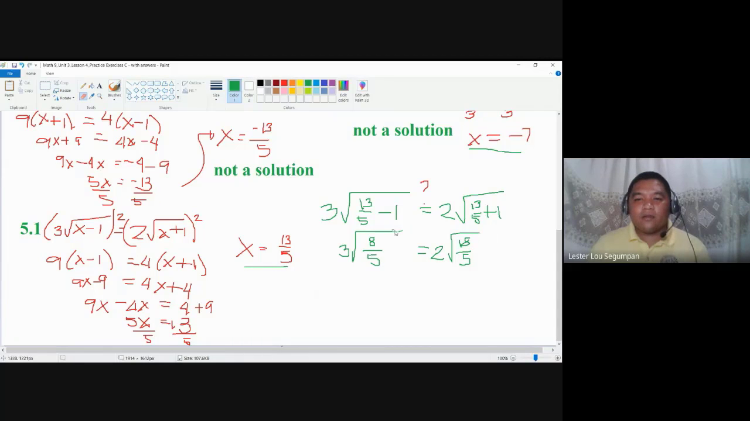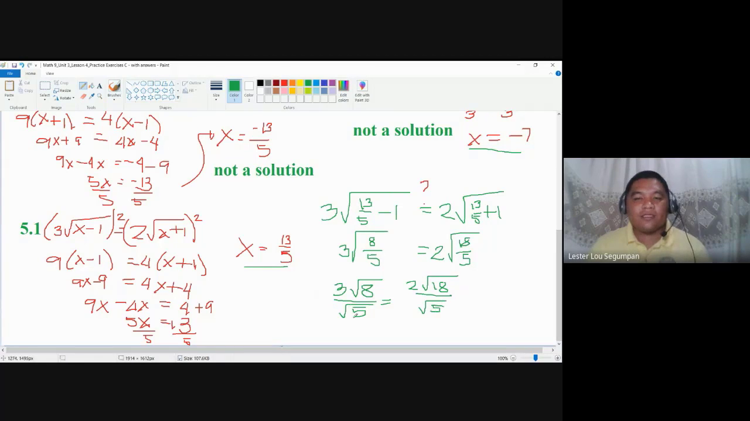Can we simplify it further? Yes, we can simplify it using the laws of radicals. When you have 3, you have the square root of 8 all over the square root of 5. We distribute the square root here. And then you have here 2 times the square root of 18 over the square root of 5.